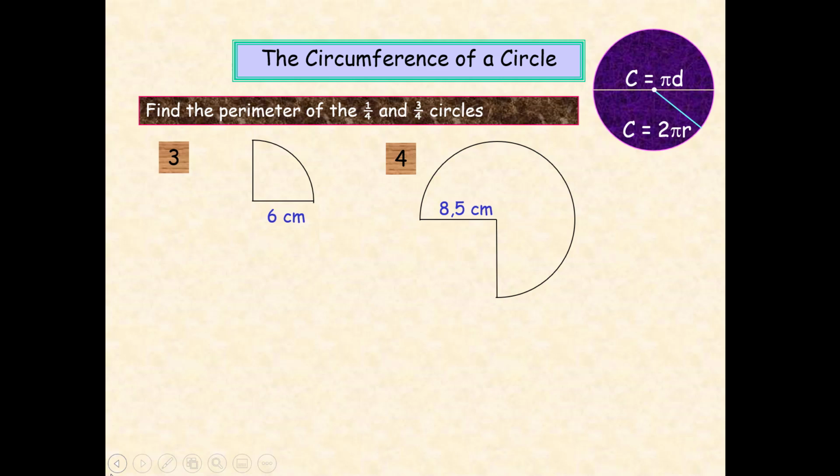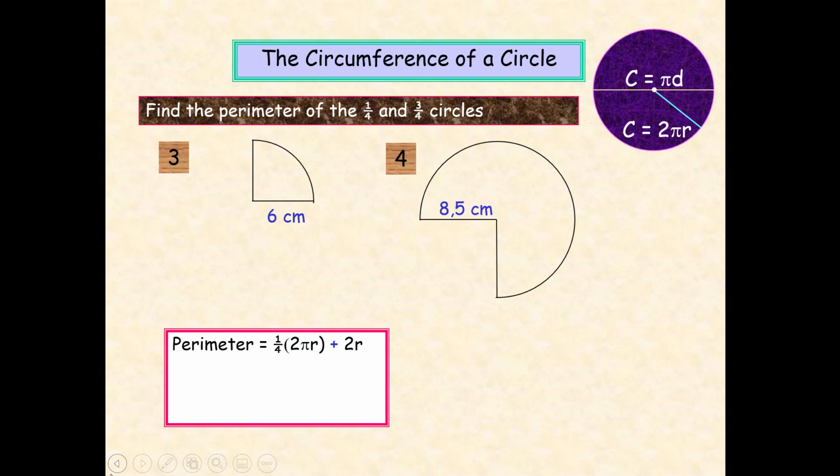What about a quarter circle? So we work out the perimeter or the circumference of a full circle. And then we work out what is a quarter of that. We've got the radius, so we use the radius, 6. But then we still have to add 6 and another 6. So we have to add 2 radii. So it's a quarter times 2 times pi times 6 plus 2 times 6. And that is equal to 21,4 centimeters.